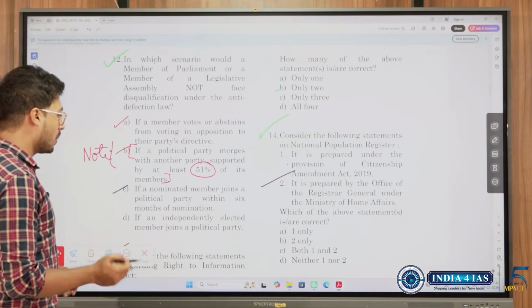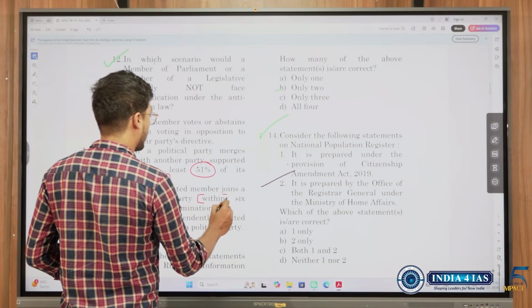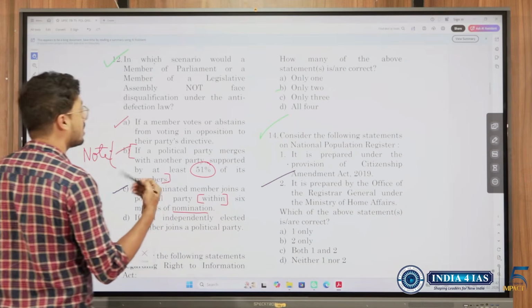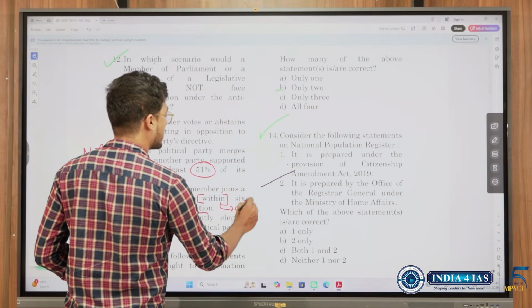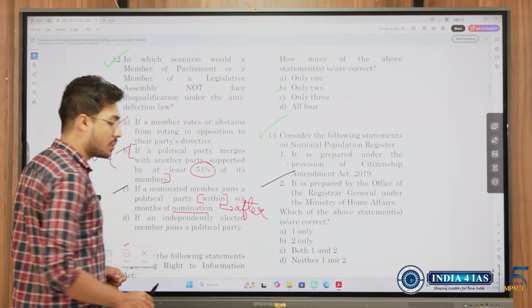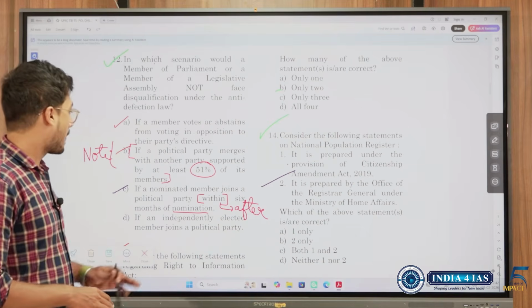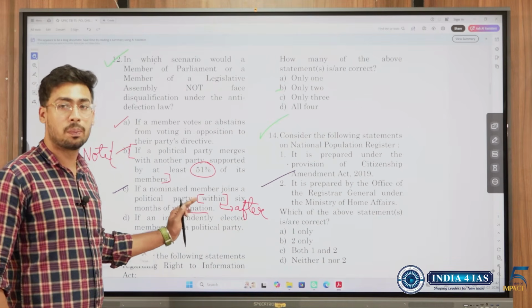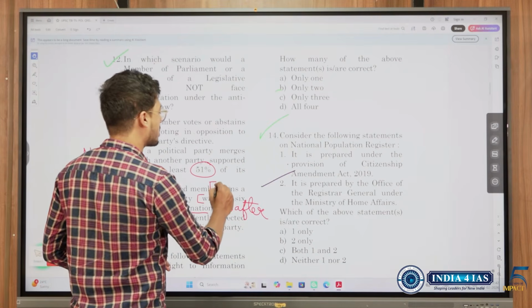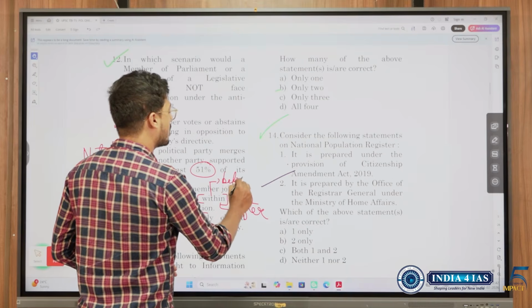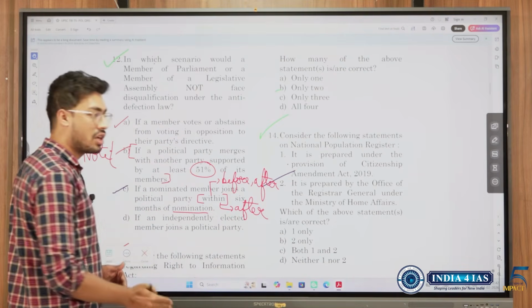If a nominated member joins a political party within 6 months of nomination, then it would not result in anti-defection. It is not within, it is after 6 months. If a nominated member joins the political party after 6 months, then it would result in anti-defection. This has been asked in the 2022 PYQ of UPSC, and there also they had confused students by before and after. So please be very careful. Please have a clean idea of whether it is before or after.